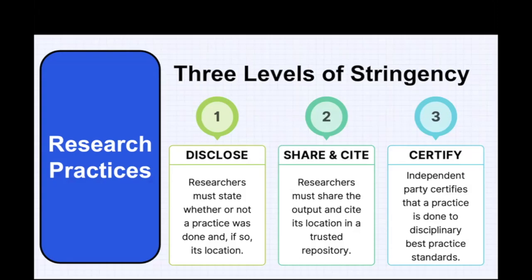The second level, share and cite, involves researchers having a requirement to do a particular practice, share the output of that practice, and then cite the location of the output in its trusted repository. So things like data, materials, code, registrations, and so on. At level two, they're required to be done and to be shared, and then cited in a trusted repository.